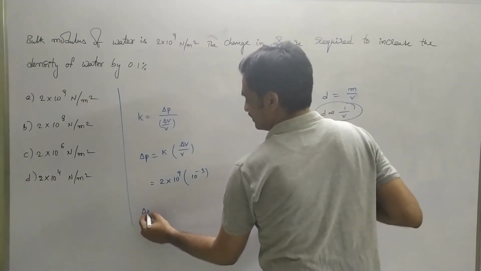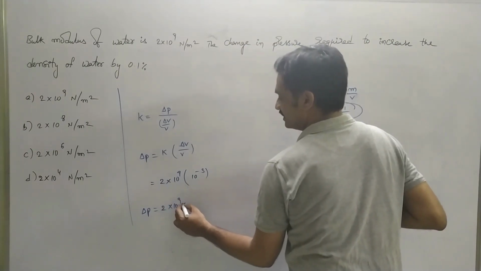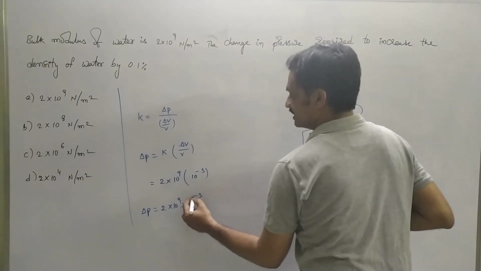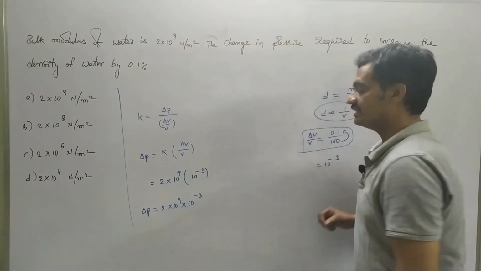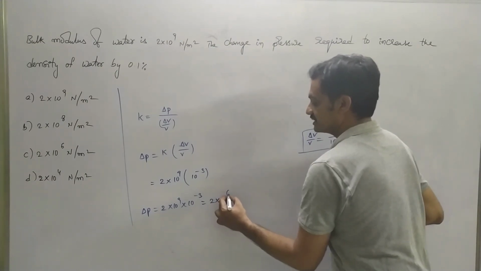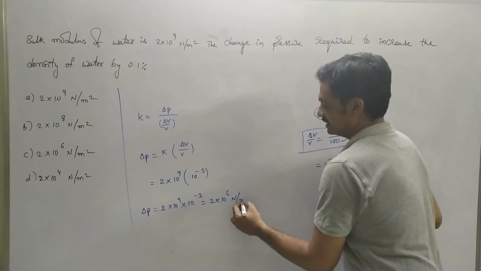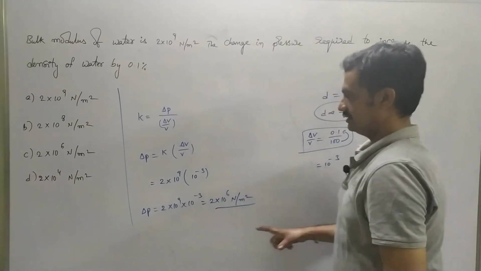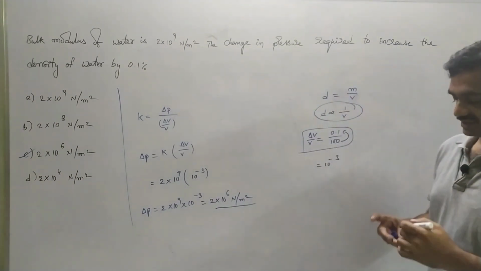Observe that the change in pressure delta P equals 2 into 10 to the power of 9 into 10 to the power of minus 3. Since the bases are the same, powers can be added. 9 minus 3 is nothing but 6. So here we get 2 into 10 to the power of 6 newton per meter square. So the option is C. Take a screenshot.